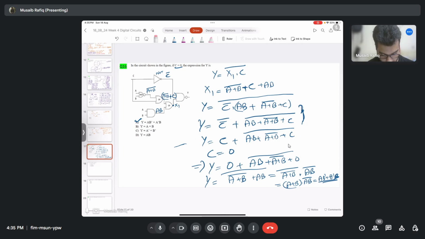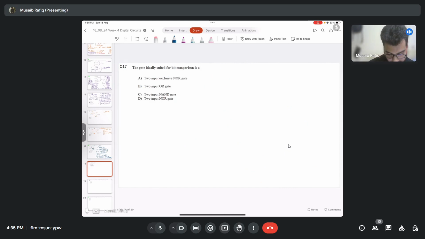Now the next question is: the gate ideally suited for bit comparison. I even discussed it in the last lecture. The gate usually suited for bit comparison is a two-input XNOR gate. Basically, when both the inputs are equal, output will be high. A equal to 0 0 1 1, B equal to 0 1 0 1, Y is equal to 1 0 0 1. So when they are equal, output is high.